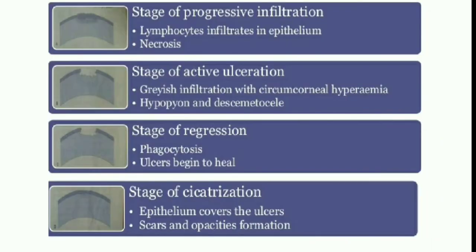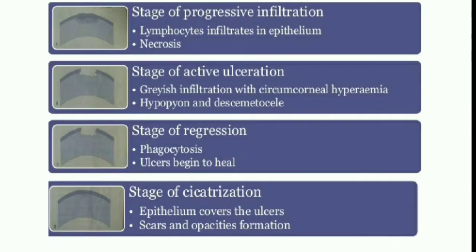So first of all, we are saying about the bacterial ulcer. We will be discussing about the different stages. So you can see here the different 4 stages. Okay, so first of all, the stage of progressive infiltration. So there will be infiltration of the polymorphonuclear leukocytes. Also the lymphocytes will infiltrate into the epithelium. They will cause necrosis. Now second one, it is stage of active ulceration.